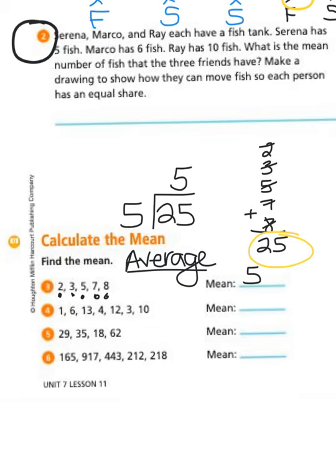You go ahead and do 4, 5, and 6, and hopefully this is somewhat familiar to you because we did that in December or January. I think it was January sometime.